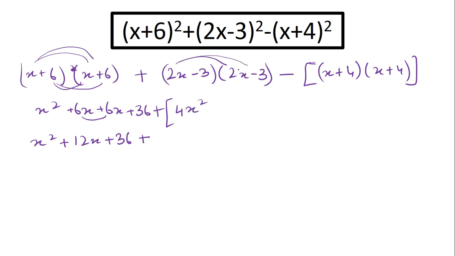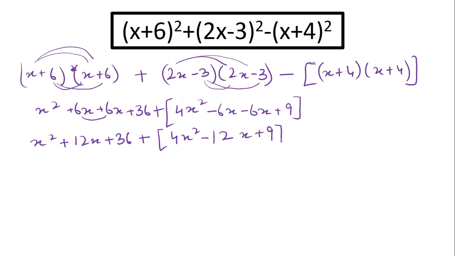Now 2x times negative 3. 2 times 3 is 6. Positive times negative is negative. So I have negative 6x. Again, negative 3 times 2 is negative 6 times x. Again, another negative 6x. And then negative 3 times negative 3, which is positive 9. 3 times 3 is 9. Now if I write it down, 4x squared minus 6 and minus 6 means I have to add them up. 6 plus 6 is 12, but the sign stays negative. So negative 12x plus 9.